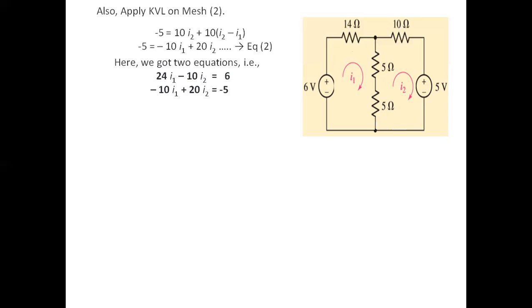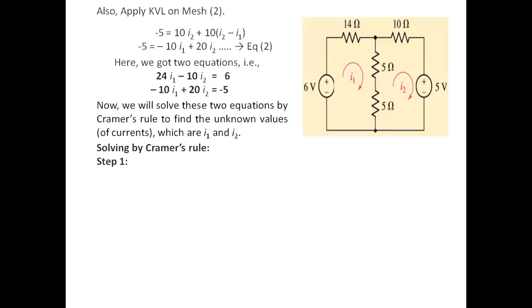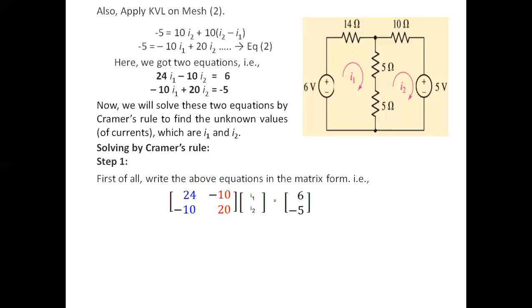Okay, now these two expressions we are writing in matrix form. You already know matrices, right? That matrix form is the first step in solving by Cramer's rule. So we write in matrix form: [24 -10; -10 20], that is a square matrix, times [I1; I2] equal to [6; 5]. You see here, this is the matrix of those two equations.